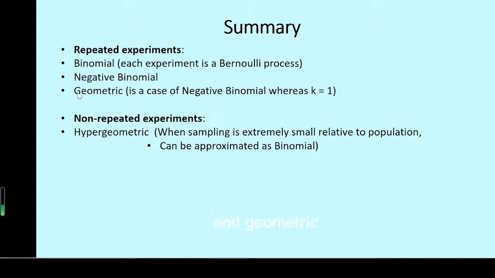And geometric is actually a special case of negative binomial. Negative binomial is when you take n items from a population of capital N items, where several are successes and the others are not, and we focus on this kind of probability. But if you take n trials and only get one success, this is geometric. Geometric is only getting one success, right?